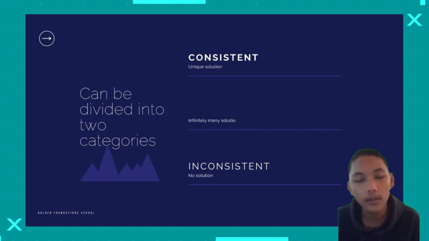If the answer is consistent, there will be a unique solution. If we get a unique solution, it will be not equal to zero and a real number. The second is infinitely many solutions. When we get infinitely many solutions, we get 0 equal to 0. The second category is inconsistent. When we get inconsistent, we get 0 not equal to 0.